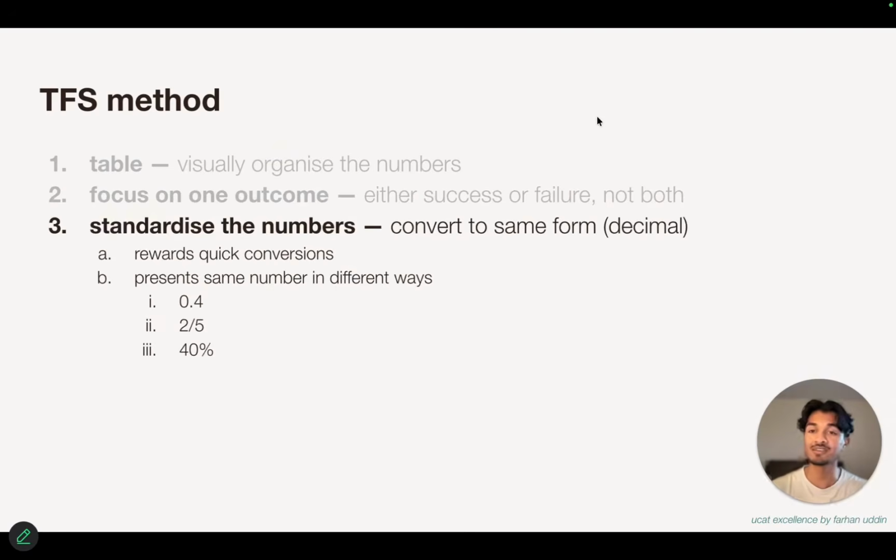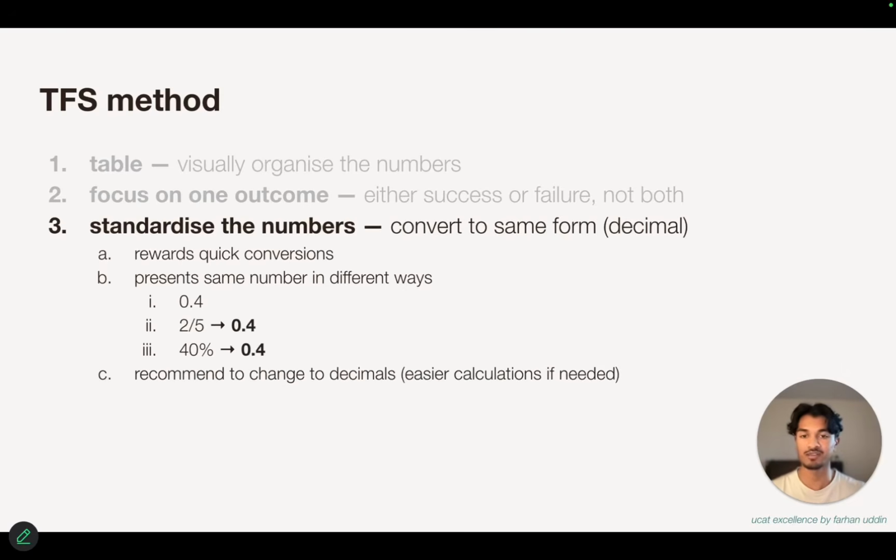And lastly is to standardize the numbers. Convert them to the same form. My recommendation is decimals. So this rewards quick conversions, this question type in general. If you're not comfortable with your conversions, then go watch my video on fractions and ratios. However, the reason I'm recommending this is because they like to present the same number in different ways. 0.4, 2 out of 5, 40%.